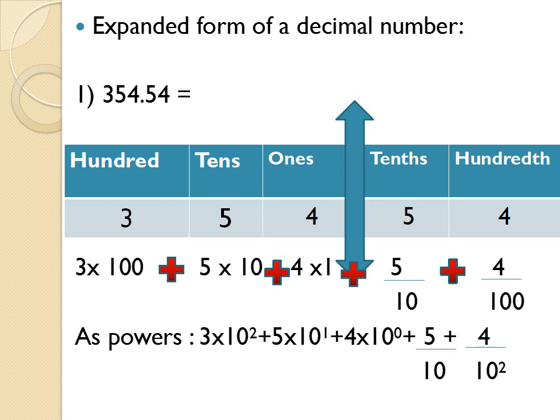So how does it become as powers? We took 3 times 100. 100 is 10 power 2, so I put 3 times 10 power 2 plus 5 times 10 power 1 plus 4 times 10 power 0. ليش 10 power 0؟ Because we took it in the class 10 power 0 معناتها واحد. It's the same. بس هون أنا عم ترجمهم ل powers. Plus 5 over 10 plus 4 over 10 power 2.